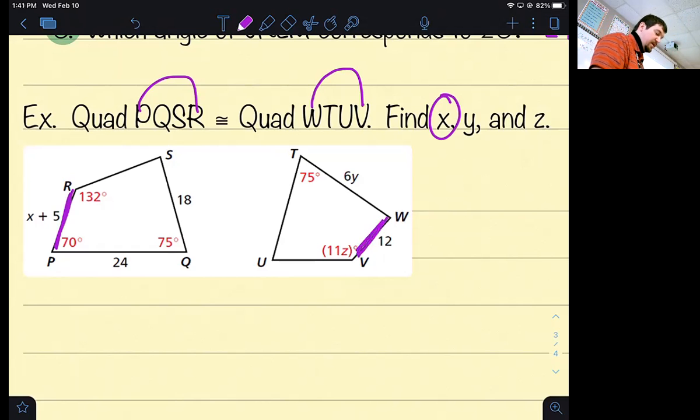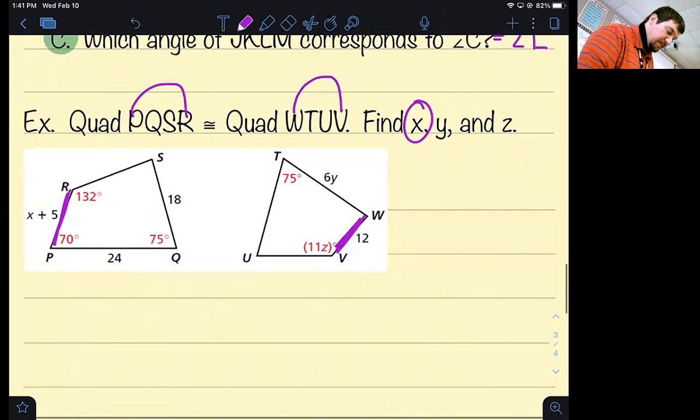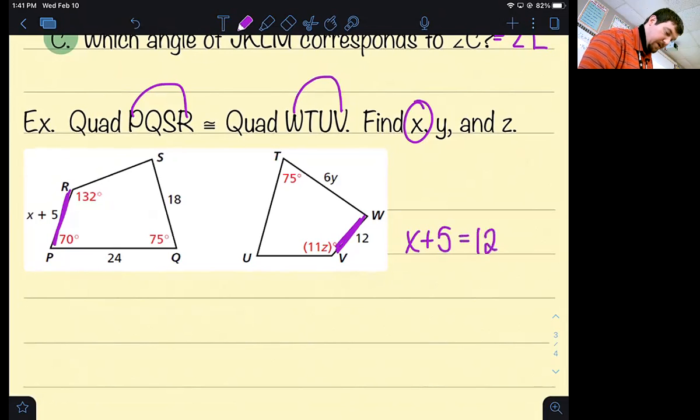Now you might have known that RP was the shortest side and it would match up with the shortest side on the other shape. Yeah, I'll give you that. But now I can be certain. So let me solve that. Nuche, if X plus 5 is equal to 12, then what's X equal to? 7. There we go.